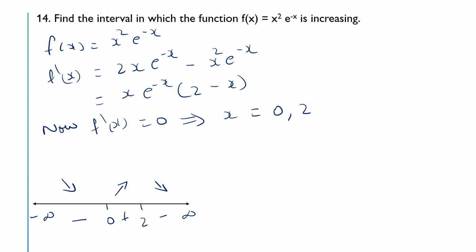Here the question is: find the interval in which f of x equals x square into e raised to minus x is increasing. So the required interval is the interval 0 to 2. Therefore, f of x is increasing on 0 to 2.